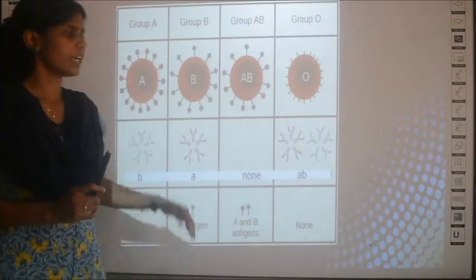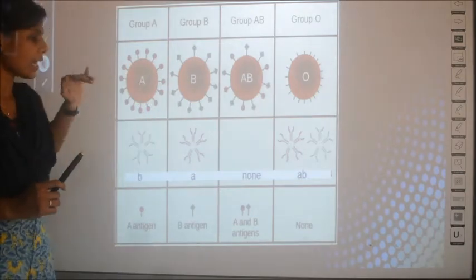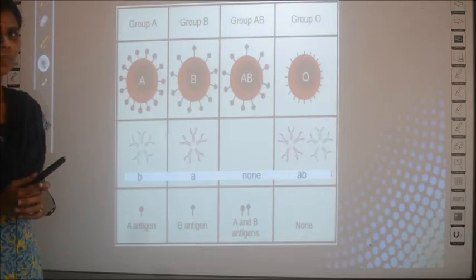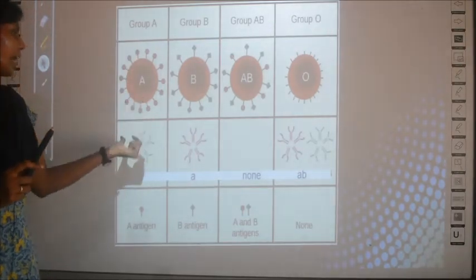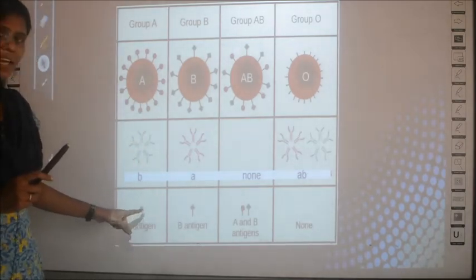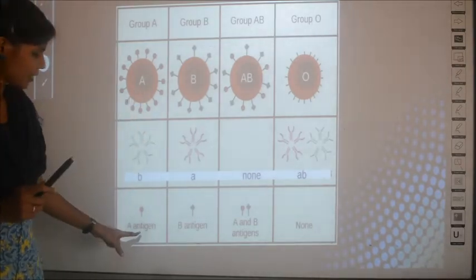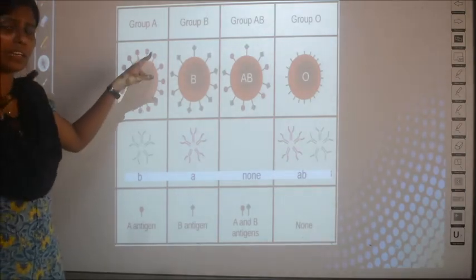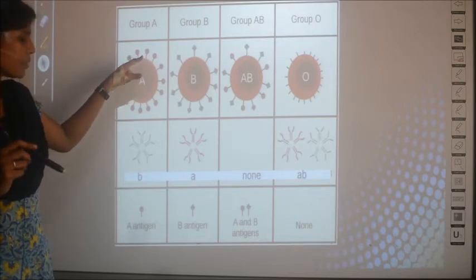Remember, the first row is for antigens and the second row is for antibodies. What did I tell you? The first row is for antigens and the second row is for antibodies. Okay? A person with A blood group will have antigen A. See, it is given as the caption is given. If there is a pink ball, that means antigen A.